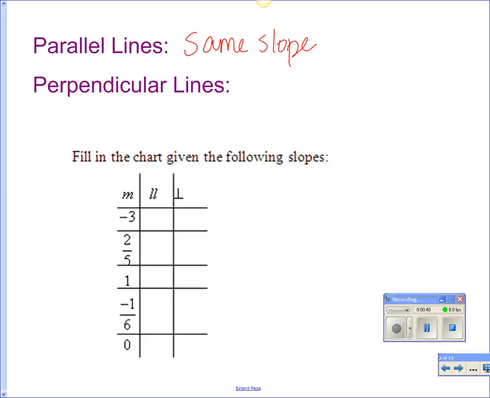For perpendicular lines, we're going to flip and change the sign for the slope. We're going to flip it and change the sign. I'm going to explain what this means in a minute. All I want you to do right now is write it down so that you can look back at your notes. So flip and change the sign.